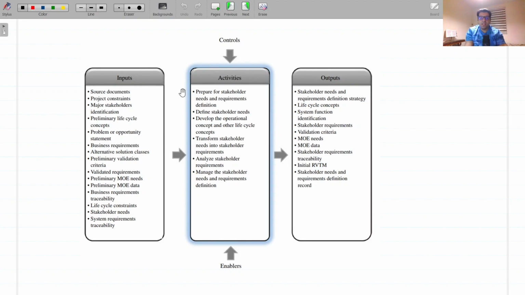Define stakeholder needs. Elicit stakeholder needs from the identified stakeholders. Prioritize the stakeholder needs to identify which to focus on. Specify the stakeholder needs. Develop the operational concept and other lifecycle concepts.